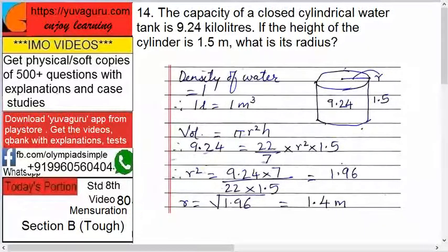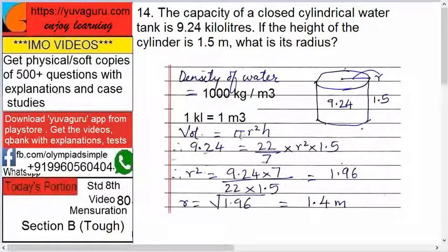So here, a slight correction in the density of water. The density of water is 1000 kg per meter cube. It's almost 997, but round it off to 1000. So 1 kiloliter of water equals 1 meter cube of water, right? These are the two equations you have to remember.